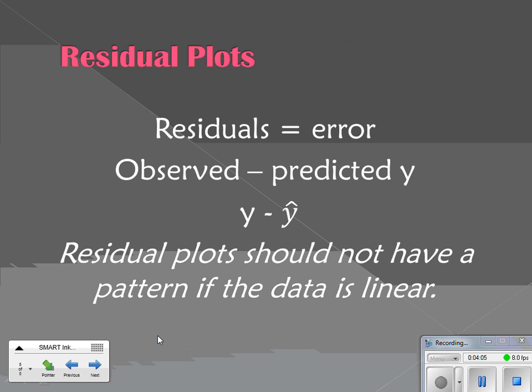Now the last thing we need to remember how to do is make a residual plot. Remember that residuals give us the error for each point. They are calculated by doing the observed Y minus the predicted Y. The observed Y comes from the table. The predicted Y comes from plugging X into your regression equation and solving for the Y hat. When you look at your residual plot, you do not want to see a pattern. No pattern indicates that a linear model was a good fit for our data.